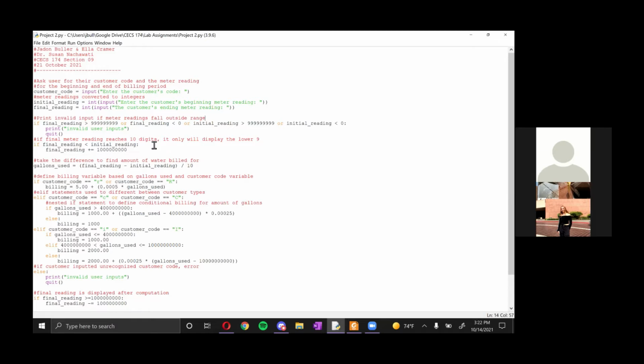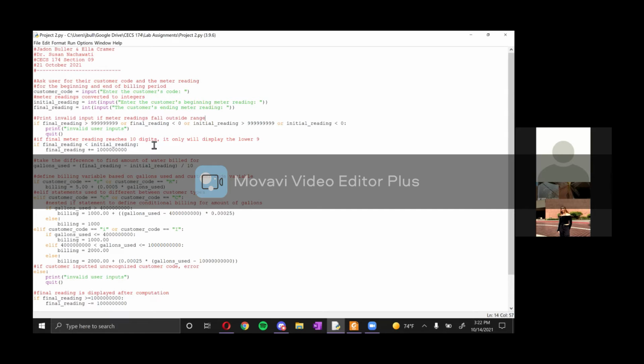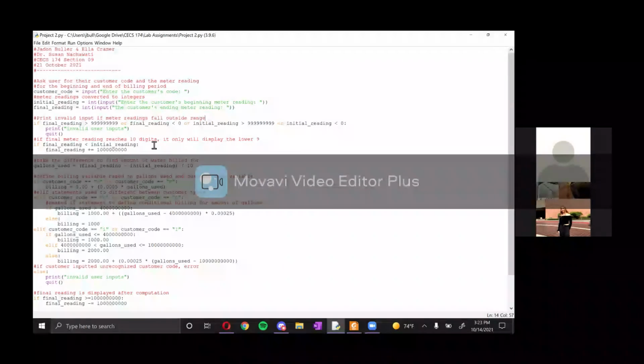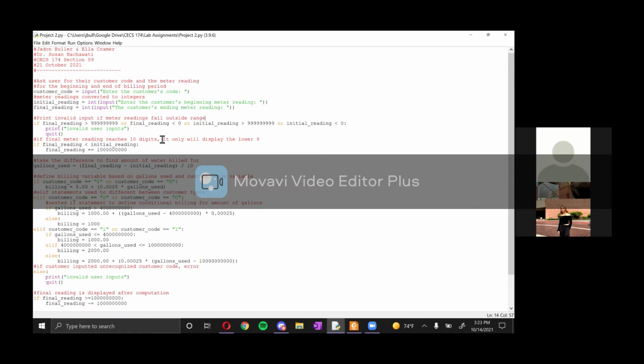The next thing that we did is essentially allow the final reading to be greater than the initial reading, even if the final reading is printed as less than the initial, meaning that if the final reading is in the 10-digit range and the initial reading is still in the 9-digit range, we can add 10 billion to the final reading, allowing us to just do simpler computations throughout the entire project.